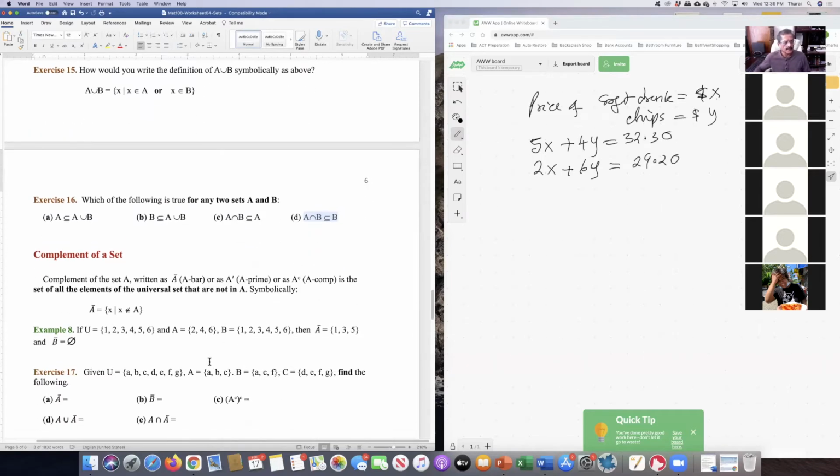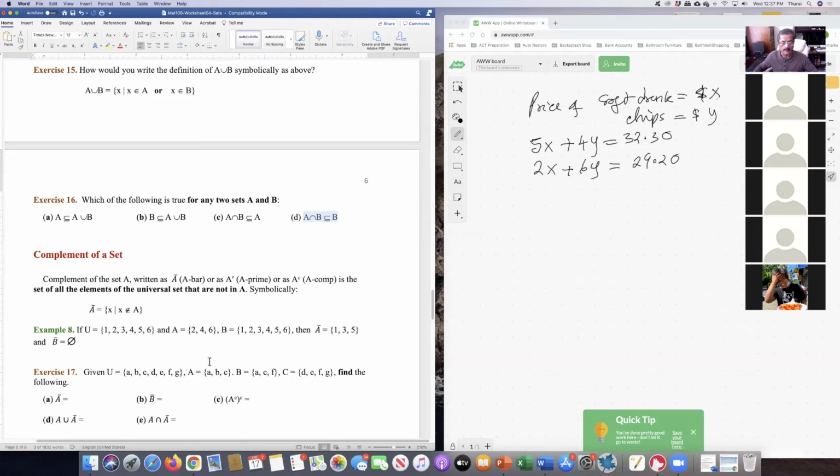All right, let's understand complement. That's our third operation. Now, remember I said there are 3 set operations, just like the operations with numbers that we do: plus, minus, multiplication, division. For sets, there are 3 operations: intersection, union, and complement.